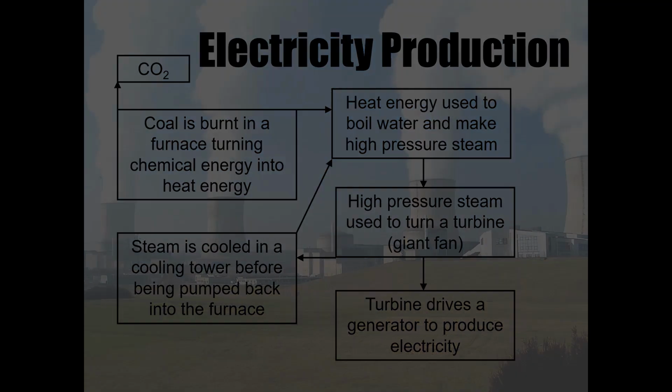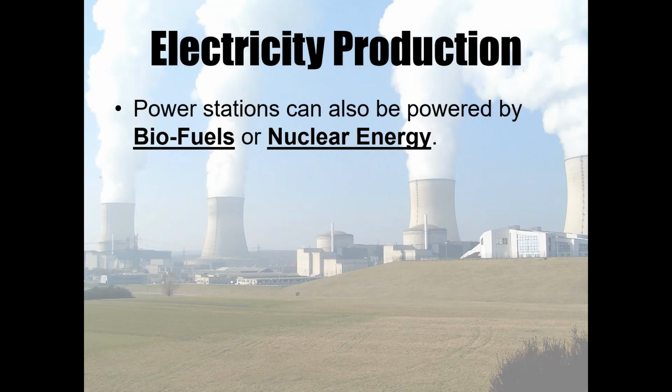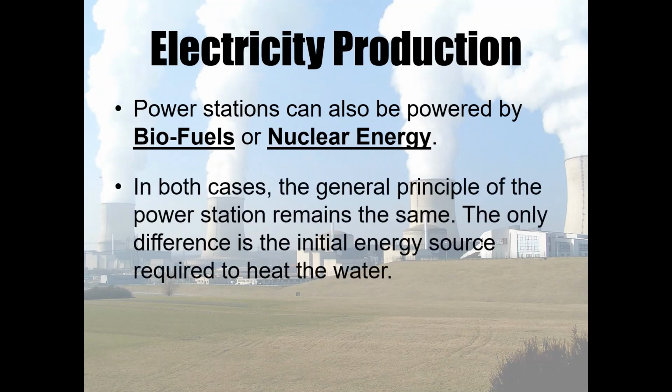So we now know how a coal-fired power station works, but actually that's exactly the same as how a biofuel-powered power station or a nuclear energy plant also works. In both cases, the general principle of boiling water to generate steam, to turn a turbine, to turn a generator is exactly the same. The only difference between a coal-fired power station and these two other forms of energy production is what you're using to generate that thermal energy in the first place. So let's look at these two in a little bit more detail.